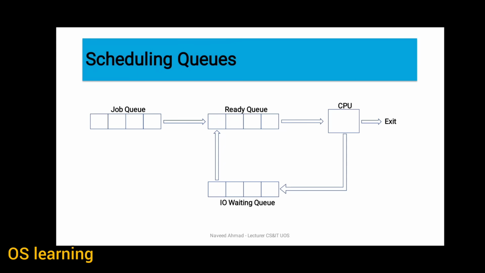First is the job queue, then the ready queue, and the input/output device queue. So that's it for today.